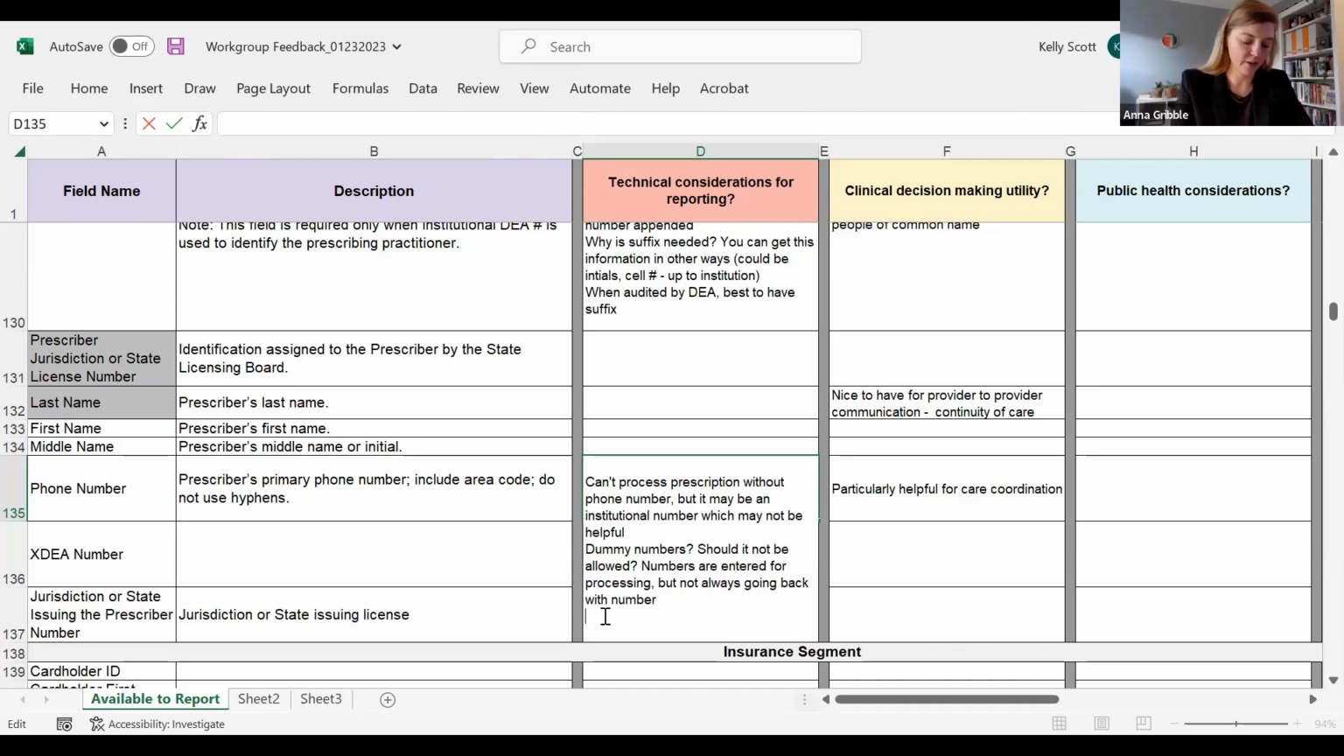Interesting. So if the data are matched to another data set like NPI, being cognizant that it may be a personal phone number. We've seen that.